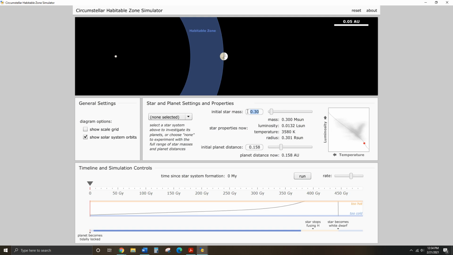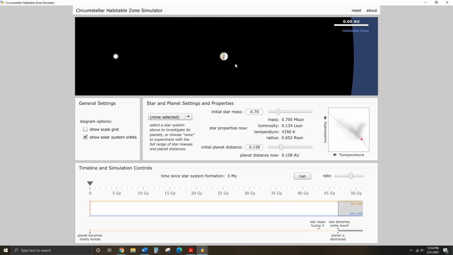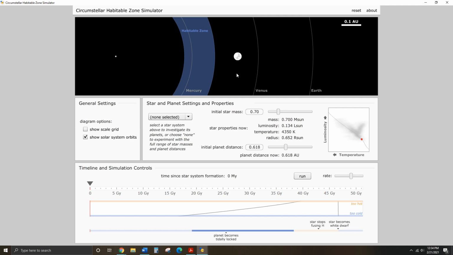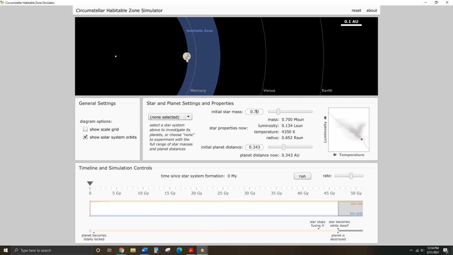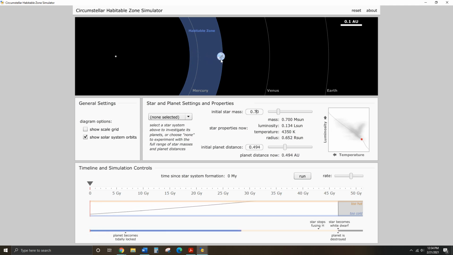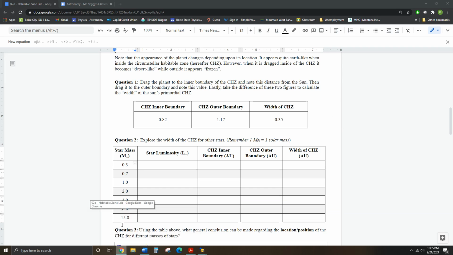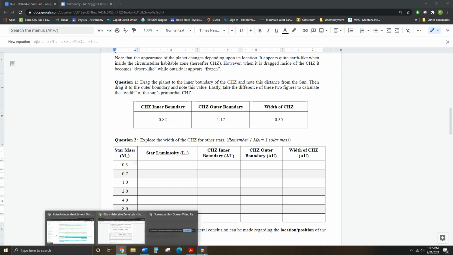Okay, we're going to switch up to the next one, 0.7. So we're at 0.7 solar masses. Here's the inner boundary. Here's the outer boundary. I believe the next ones, let's see, we want 124,815. Okay.